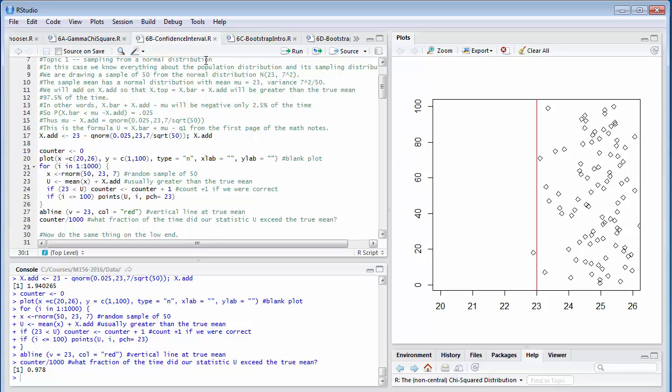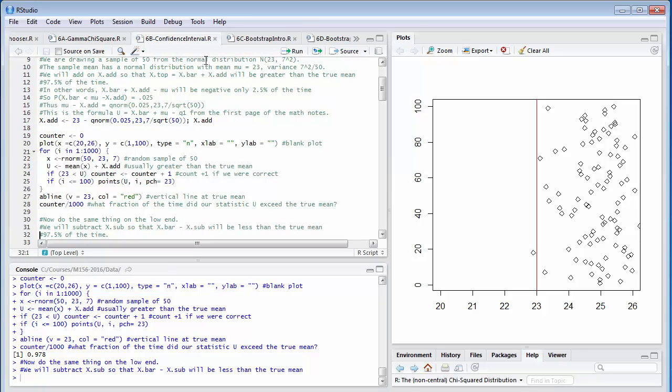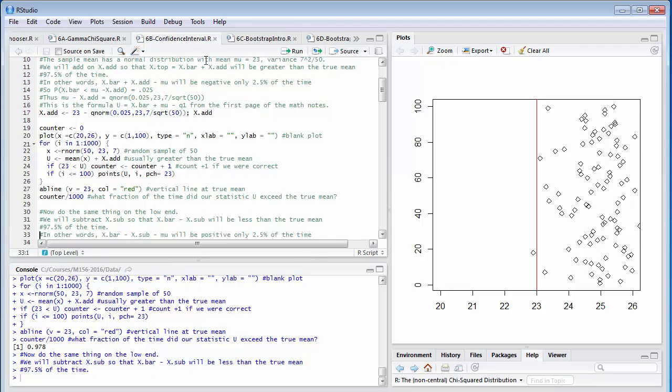We were shooting through for 0.975, so we came out fairly close. And we can do the same thing on the low end. We have to subtract a quantity, I'll call it x dot sub, and this is to guard against the possibility that our sample mean came out extraordinarily high. We're going to subtract off something that will drag it down to a level that's most of the time less than the true mean.